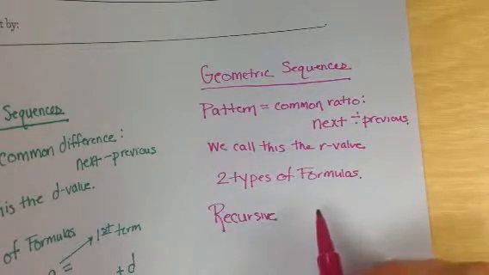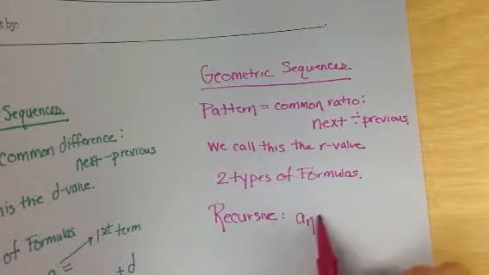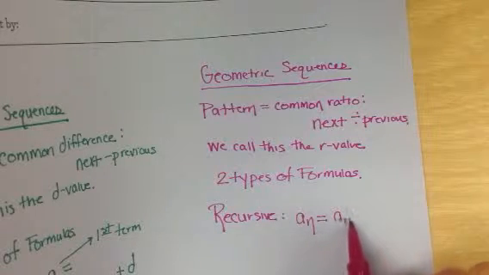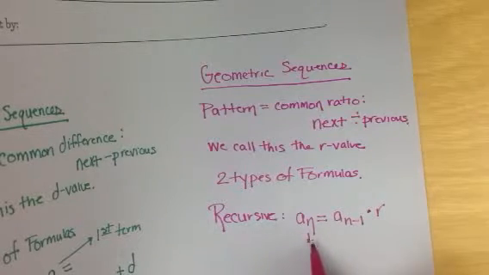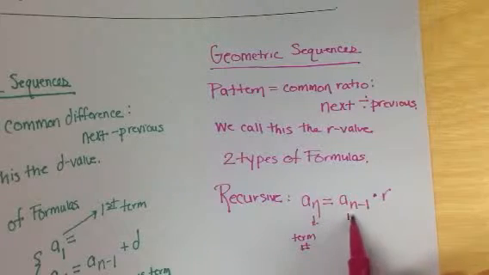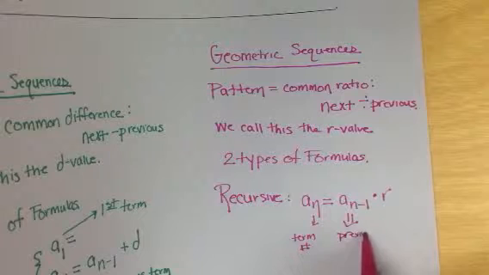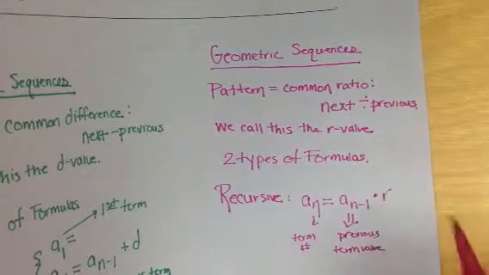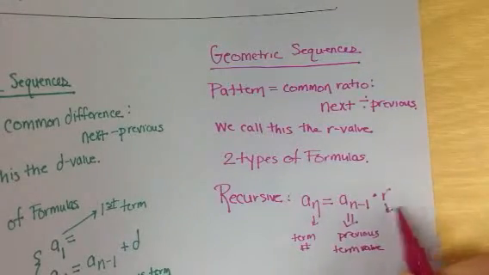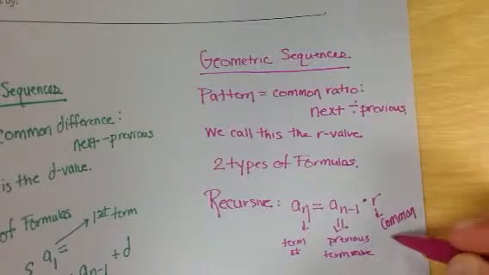The recursive formula for a geometric sequence is a sub n equaling a sub n minus 1 times r. N is your term number. A sub n minus 1 is your previous term value. And R is your common ratio.